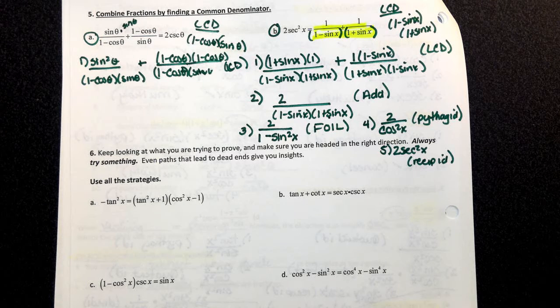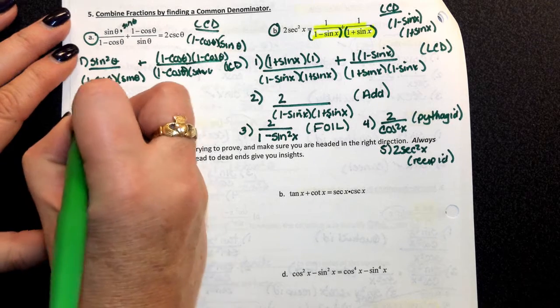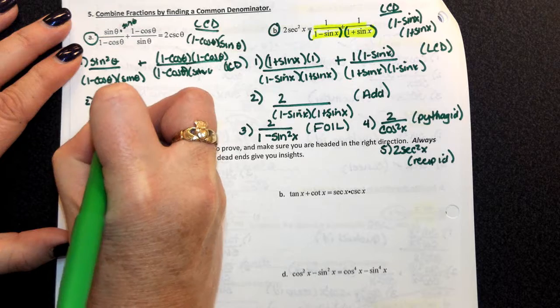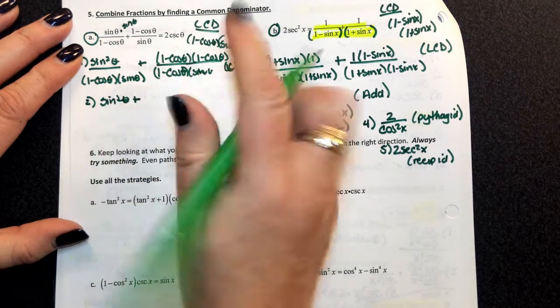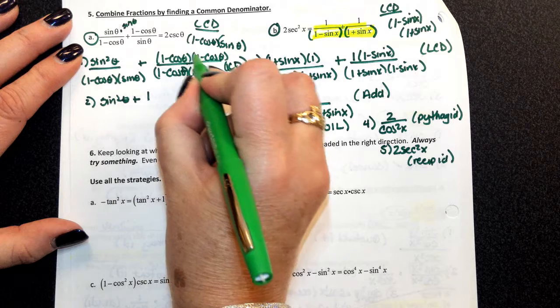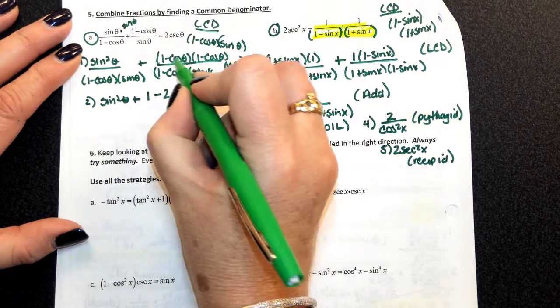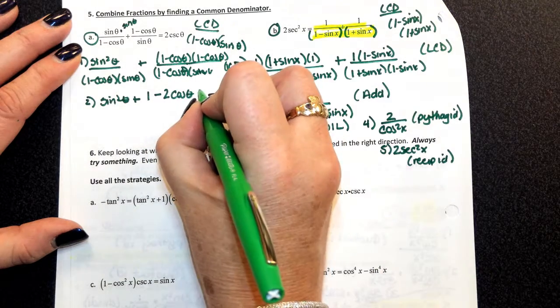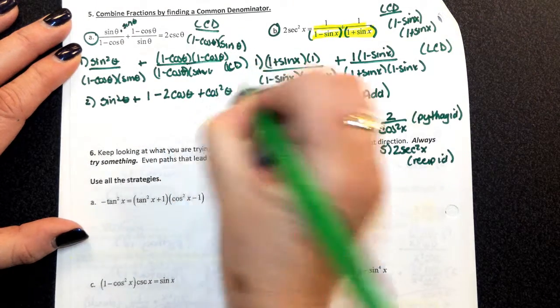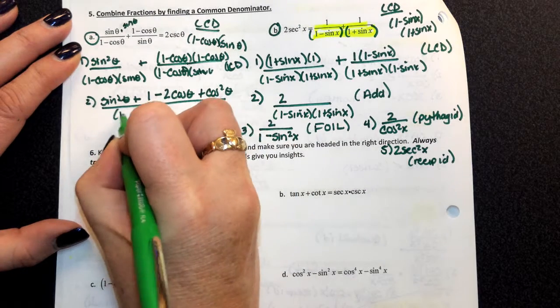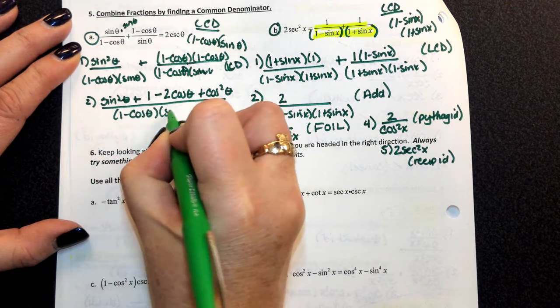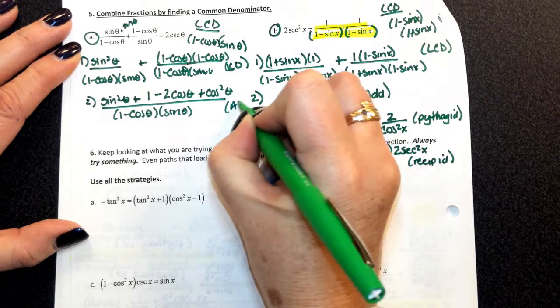Before you add these fractions together, you want to make sure you simplify the numerators as much as you can. So you are going to have to FOIL 1 minus cosine theta times 1 minus cosine theta. So I have the sine squared plus 1 times 1 is 1. Minus cosine theta is a minus 2 cosine theta. And then a negative cosine theta times a negative cosine theta is a positive cosine squared theta. And again, you can condense this to one big fraction. And here you can just write add.